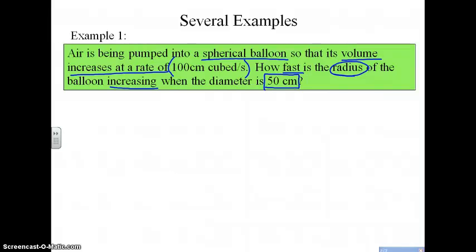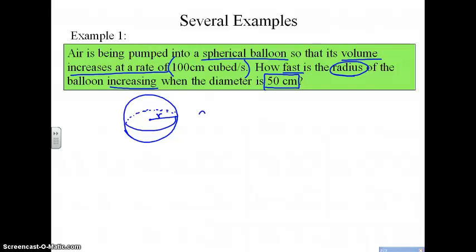So air is being pumped into a spherical balloon. Well, there's one model for a sphere, and there would be the radius of the sphere. I don't know if you had to draw models of spheres in geometry or not, but that's kind of a two-dimensional take on a three-dimensional object. We're pumping air into this spherical balloon.